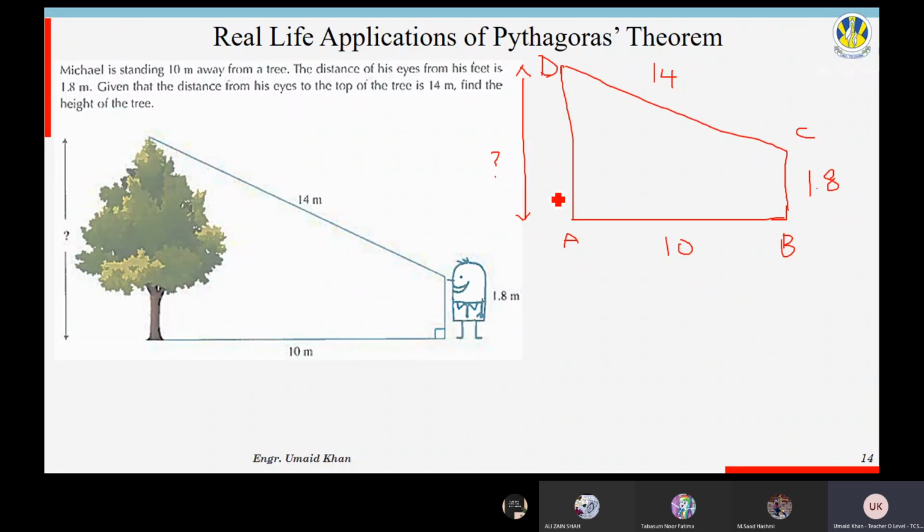Now there is a small trick involved in this question. This figure is not a triangle, but we have to make it a triangle. So how do I make it a triangle? That is the trick in this question.